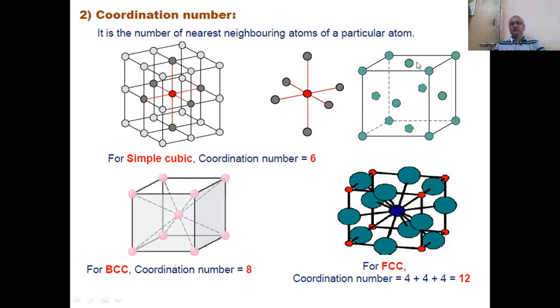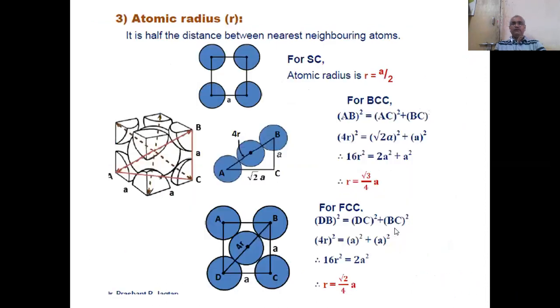For FCC structure, each face atom is the nearest neighbor. Suppose this is the atom under consideration. There are 4 atoms in its own plane, similarly 4 atoms above this plane and 4 atoms below this plane. So 4 plus 4 plus 4 is equal to 12. So there are 12 atoms which are the nearest neighbors to any particular atom in FCC structure. So the coordination number for FCC structure is 12.